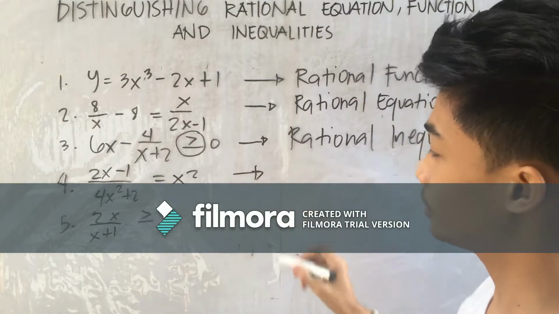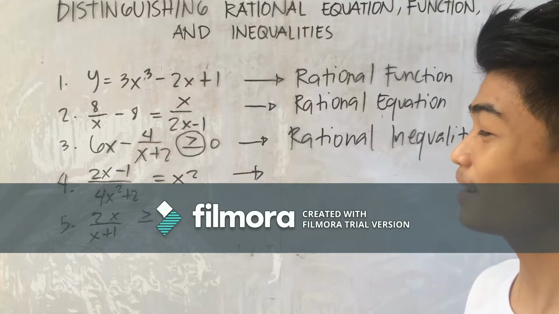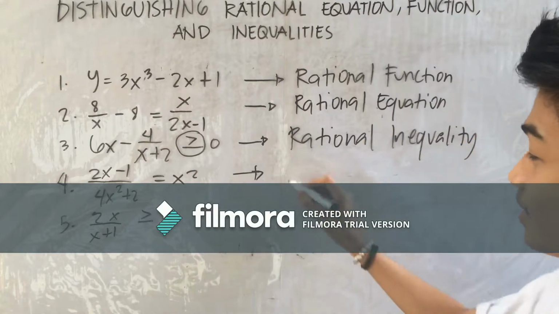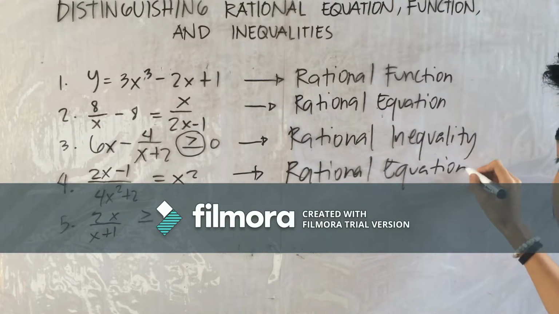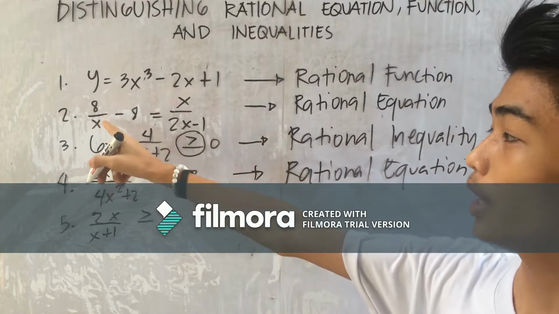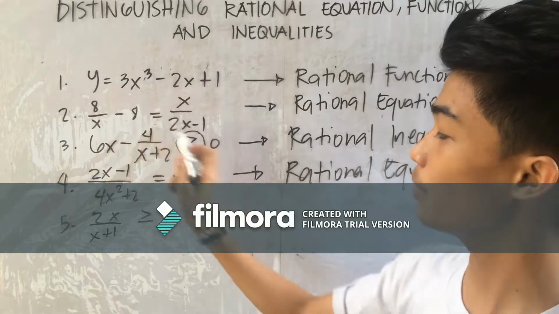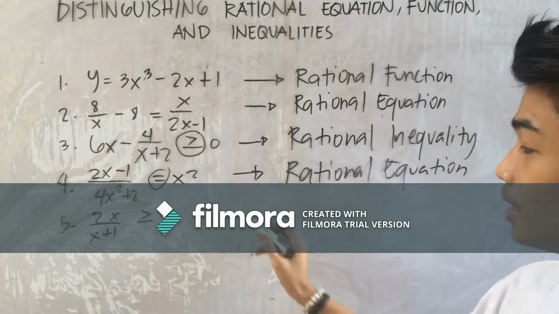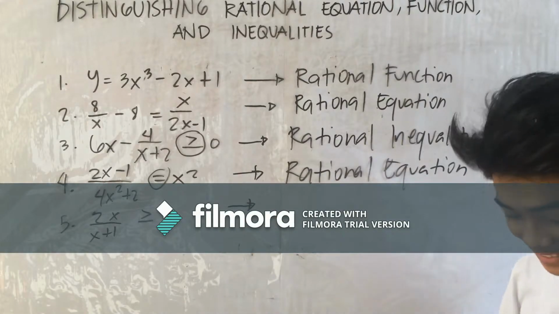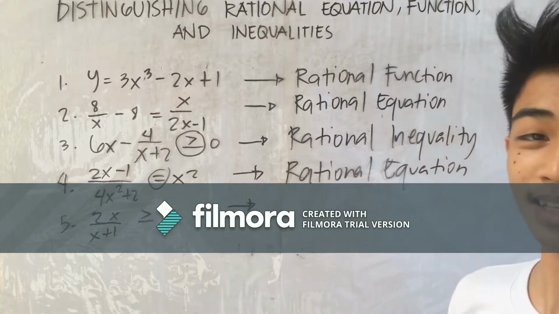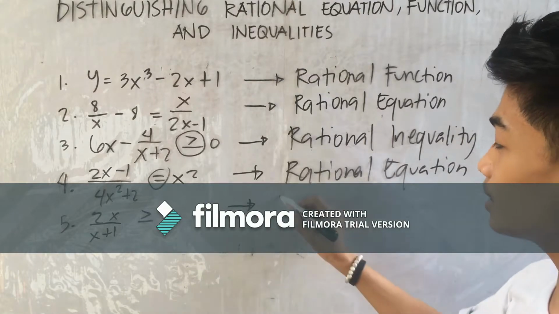The fourth example is 2x minus 1 over 4x squared plus 2 is equal to x squared. This is a rational equation kasi katulad sa example number 2, 8 over x minus 8 is equal to x over 2x minus 1. Same lang sila because of this sign, equal. The next example is 2x. The fifth example is 2x over x plus 1 greater than or equal to 1. This is a rational inequality.